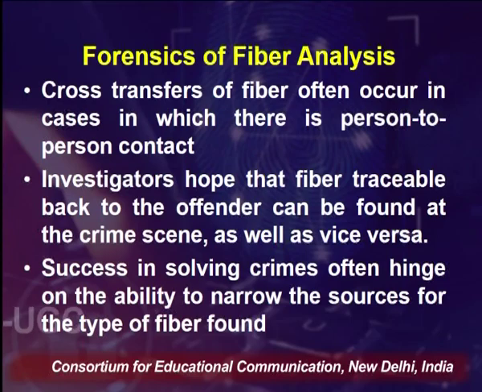As investigators, we hope that the fiber is traceable back to the offender and can be found at the crime scene as well as vice versa. Success in solving crimes often hinges on the ability to narrow down the sources for the type of fibers which are found at the crime scene. Supposedly we have found certain fibers at the crime scene and they belong to a certain color, like yellow or green. So, we look for suspects who might have been wearing clothes of the same color on the particular day when the crime happened.